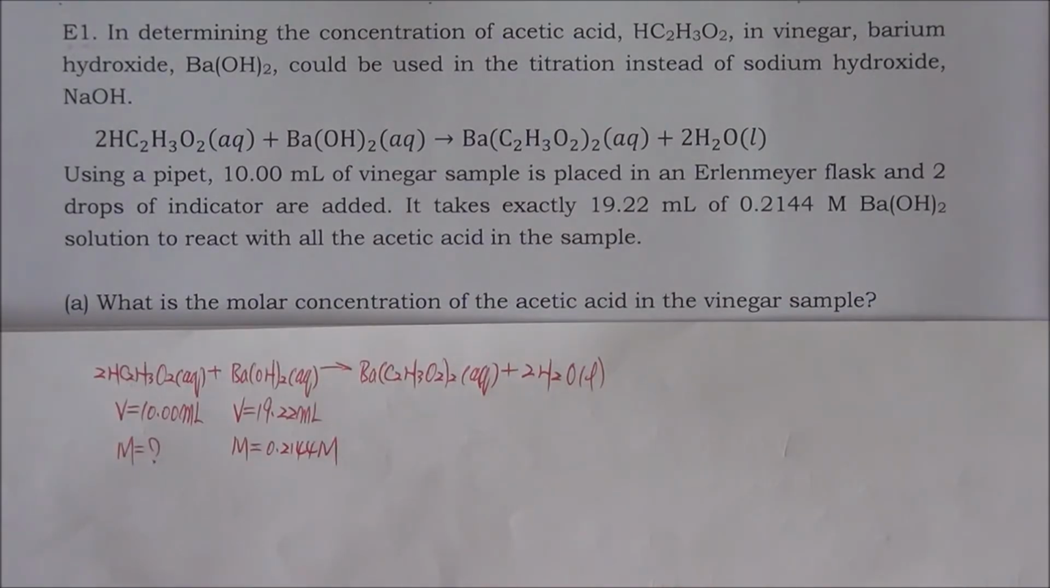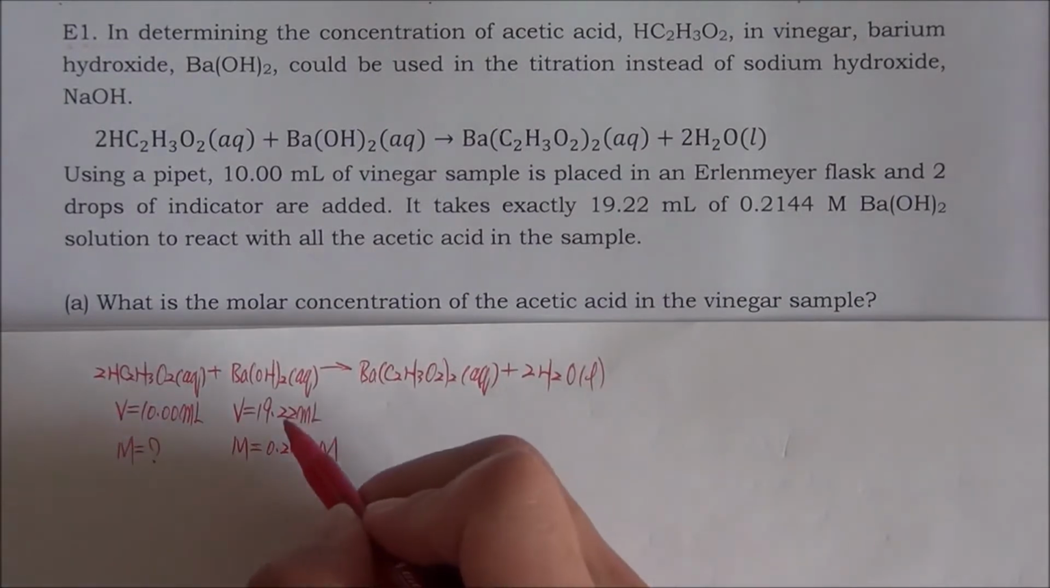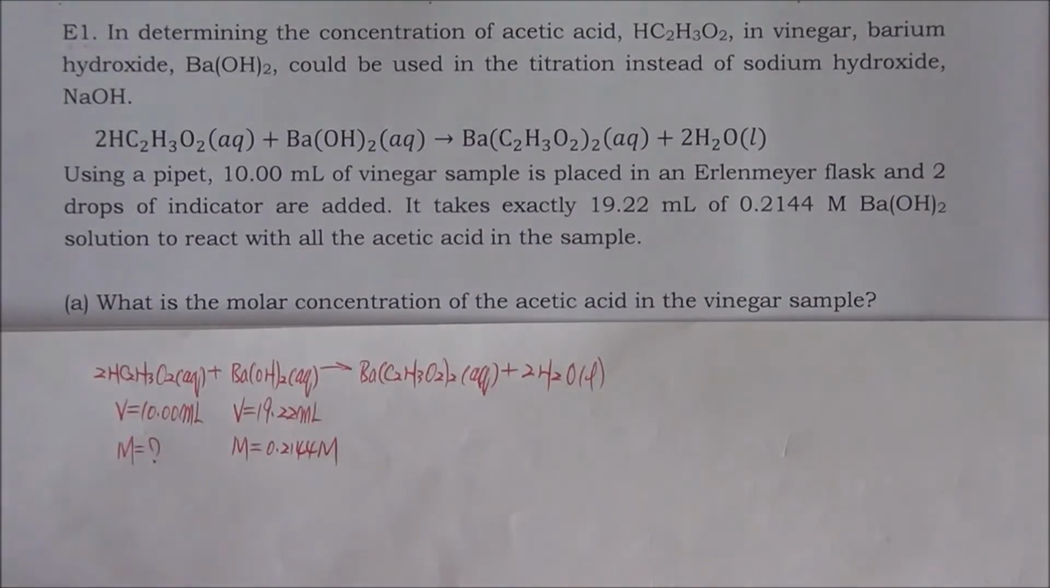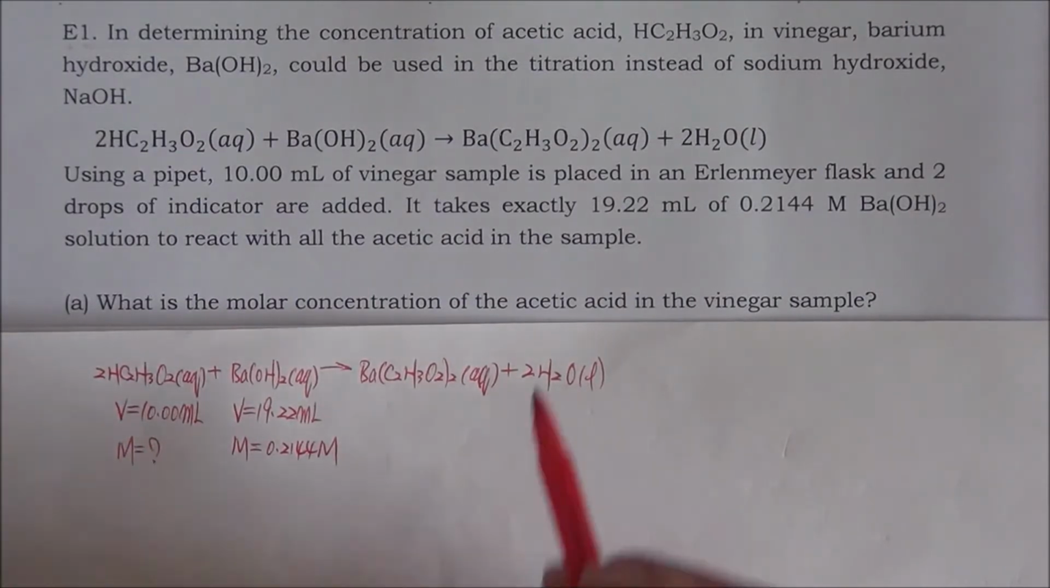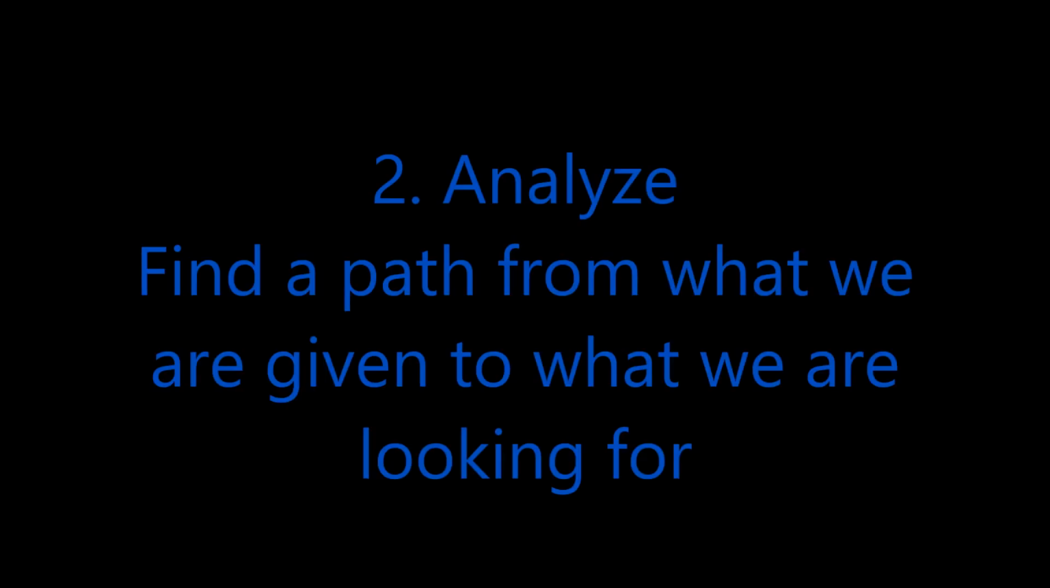As a rule of thumb, if there is a balanced chemical equation, the best habit is to write down the numbers with units and what we are looking for under the corresponding chemicals below the balanced chemical equation.